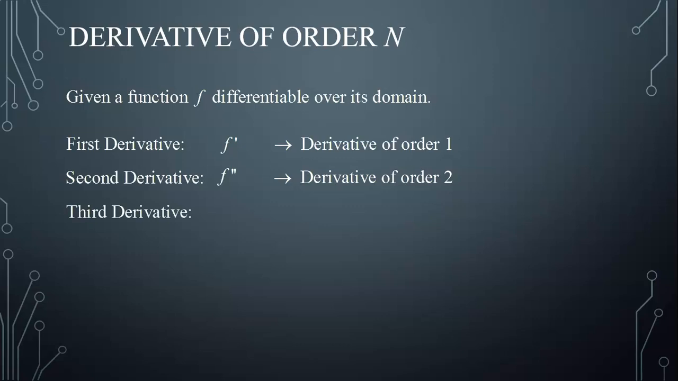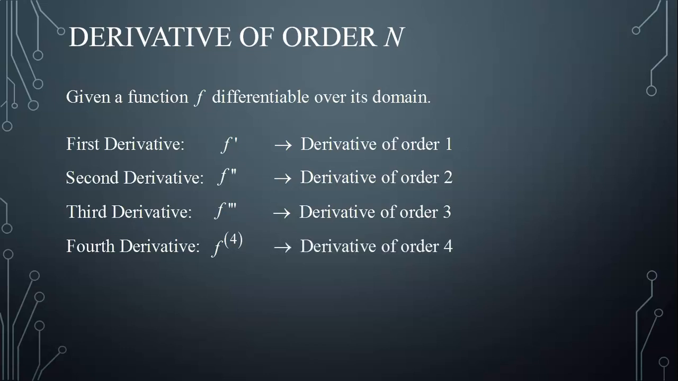The third derivative, which is the derivative of the second derivative denoted by f triple prime, is the derivative of order 3. While the fourth derivative, which is the derivative of the third, is denoted by f to the (4). Now, the 4 at the exponent between parentheses actually denotes the derivative of order 4. So starting from the fourth order, this is how we denote the order of the derivative.